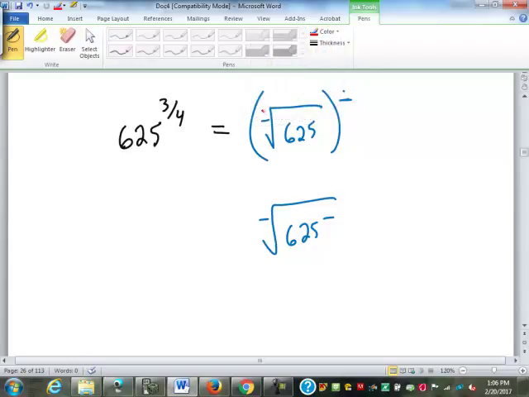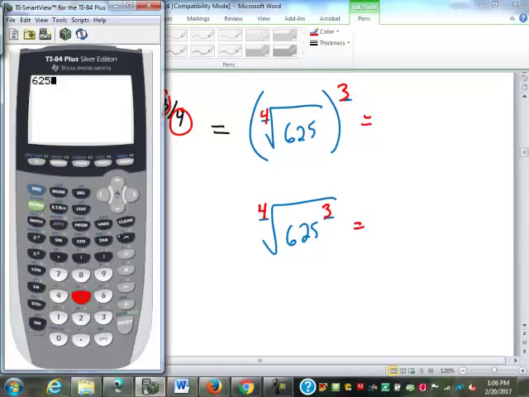So up here, what's going to go in here is the index of my root: 4, the denominator of the fraction. What's going to be my power? 3, the numerator of my fraction. So down here, index of my root, 4, and my power, 3. Now I realize your calculator will actually accept it. You can actually just type in 625 to the power of 3/4, and it will spit that out as 125.